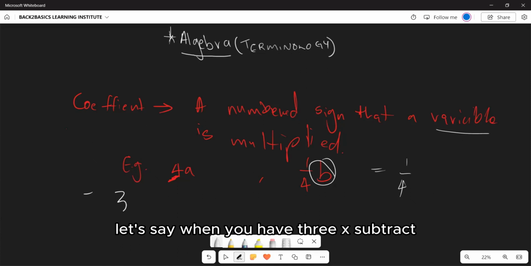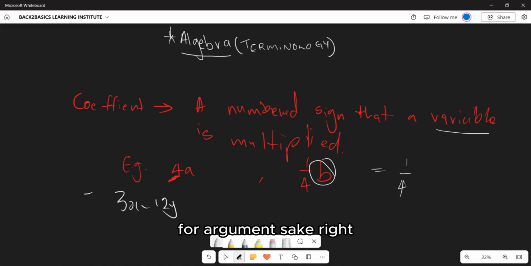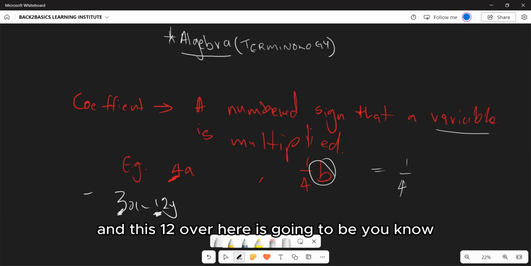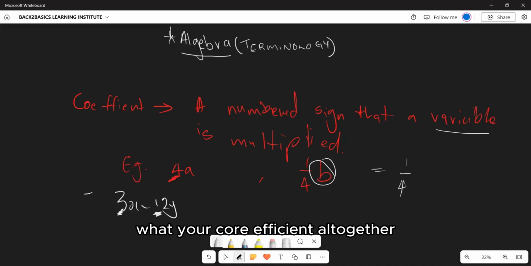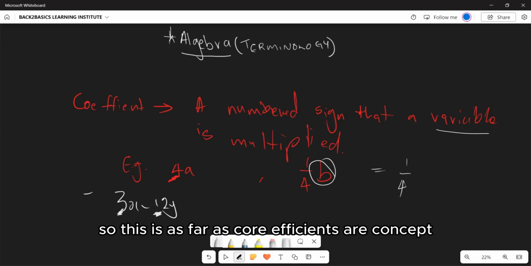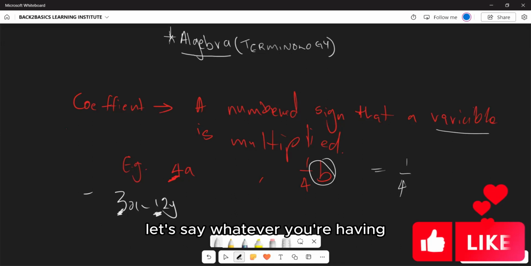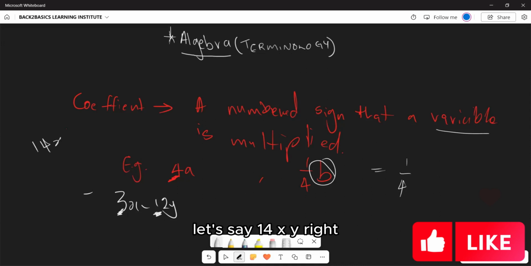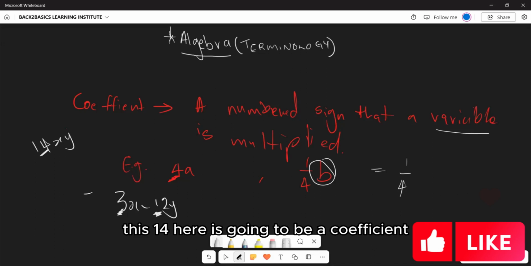So which means when you have 3x subtract, let's say 12y for argument's sake, this 3 over here and this 12 over here are pretty much considered your coefficients altogether. So this is as far as coefficients are concerned. Let's say you have a value of 14xy, right? This 14 here is going to be your coefficient altogether.